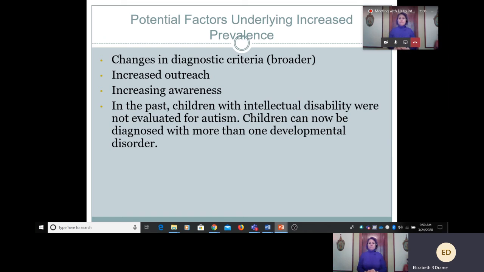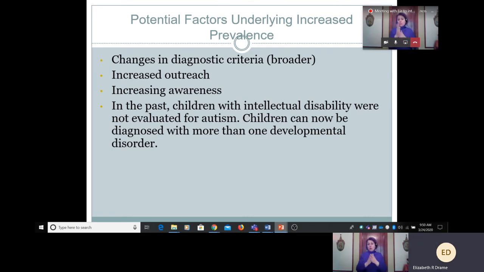Other potential factors might be related to how we define it. I mentioned that there were changes to the diagnostic criteria that broadened the criteria. That might mean that more children qualify for a diagnosis than before. There's also been a huge push to increase awareness about autism spectrum disorders in various communities, to address the gap in diagnosis and access for racial minorities and socioeconomic minorities in particular. So that could be underlying an increase in prevalence.